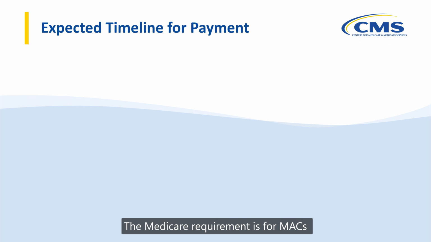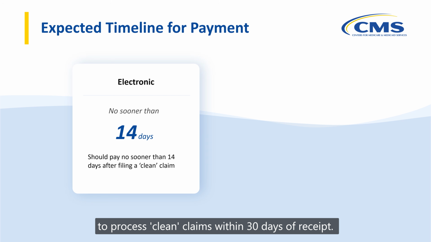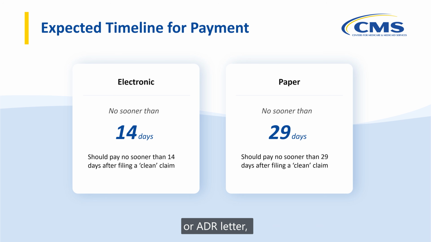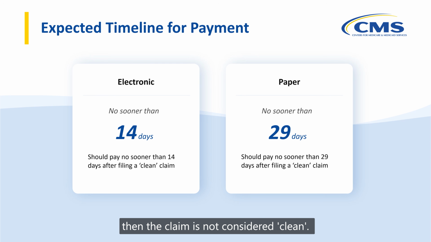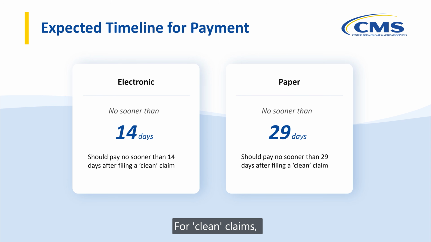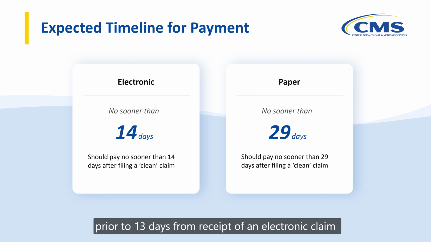The Medicare requirement is for MACs to process clean claims within 30 days of receipt. Clean claims are those for which the MAC does not need additional documentation. If your MAC sends an additional documentation request, or ADR letter, then the claim is not considered clean. For claims that require additional review due to errors or missing information, Medicare must notify the filer of the decision within 45 days. For clean claims, MACs cannot release payment prior to 13 days from receipt of an electronic claim. For example, payment on the 14th day or after, or 28 days from receipt of a paper claim. For example, payment on the 29th day or after.